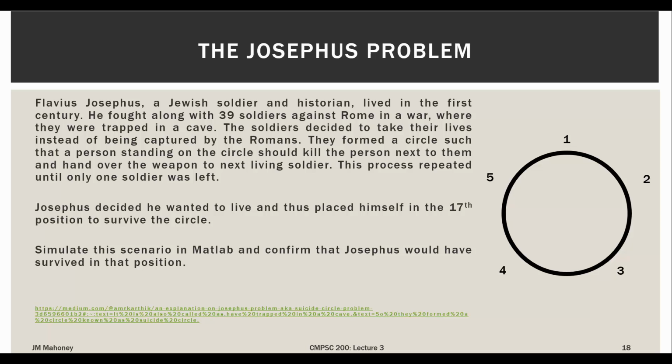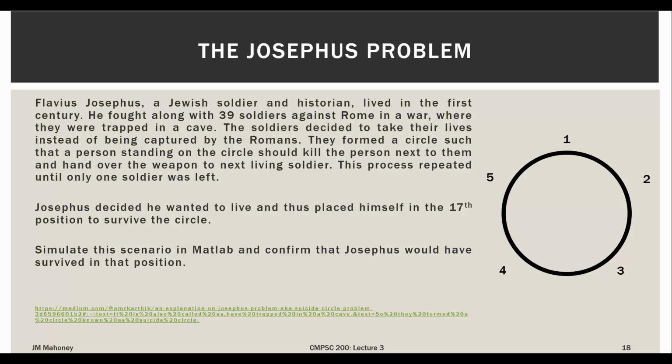Flavius Josephus was a Jewish soldier, and they were fighting against the Roman army in the 1st century. The legend is that there were 40 soldiers in his group, and they were stuck in a cave, and the Roman soldiers were outside, and they were about to be captured. So the group decided that rather than be captured by the Roman forces, they were going to commit suicide instead. It's a little bit of a dark problem.